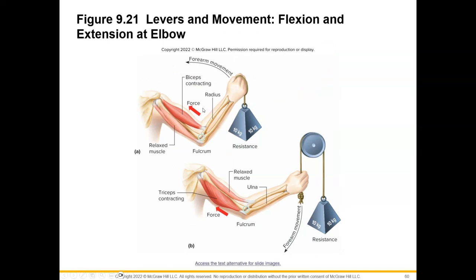Okay, now this is that basic lever we were just talking about. You have flexion and extension at the elbow. So in this case, you have the fulcrum in the middle, the resistance at the end. But notice in this particular case, because the muscle is attached to your radius, the force now is actually between the fulcrum and the resistance, really.